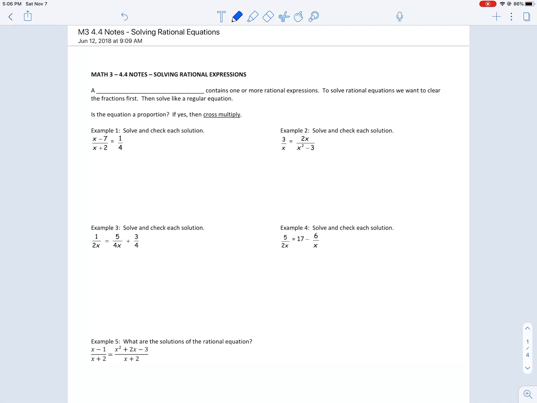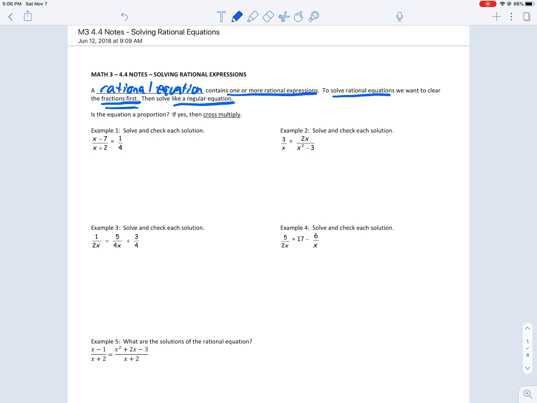Good afternoon. So today we are going over notes 4.4, solving rational expressions. So a rational equation contains one or more rational expressions. To solve rational equations, we want to clear the fractions first. Then we solve like a regular equation.